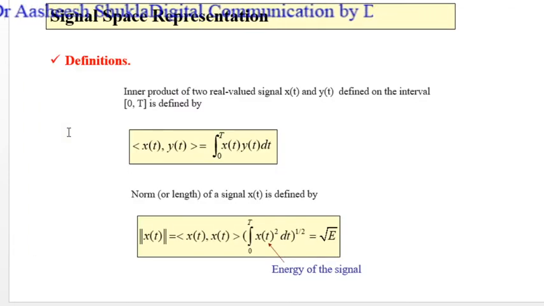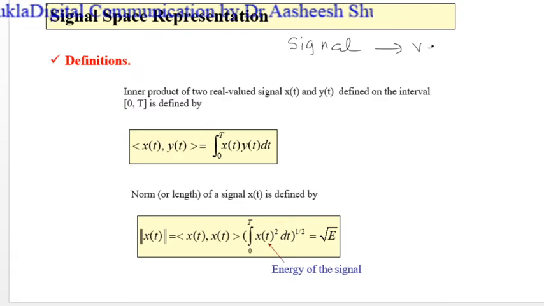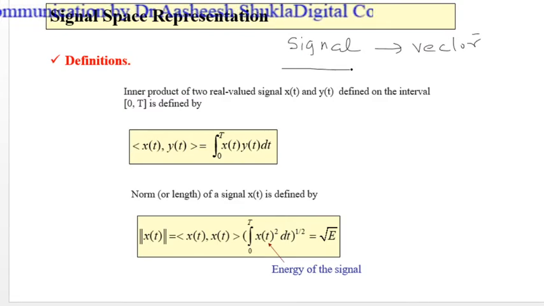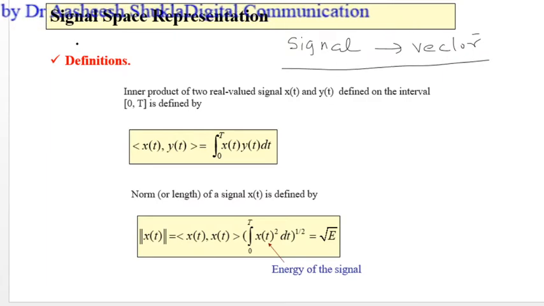Now to start with Gram-Schmidt, first we should see the signal space representation. What is the meaning of signal space representation? Whenever we want to represent our signal in the form of a vector, then the representation of signal waveforms can be called signal space representation.